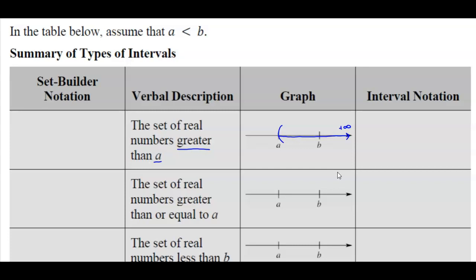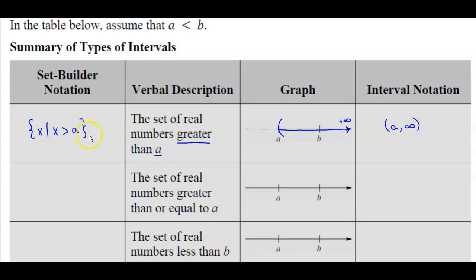Okay, how do we write this in interval notation? We're going to put parentheses, put the value of A here, comma, and then positive infinity on the right. Now, how do we write this in set builder notation? Well, over here, we're going to write braces, and we're going to say X such that X, all the values of X, is going to be greater than the value of A. Okay, so that is the set builder notation, the graph, and the interval notation according to the verbal description.